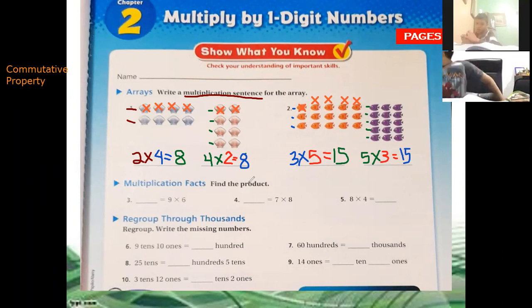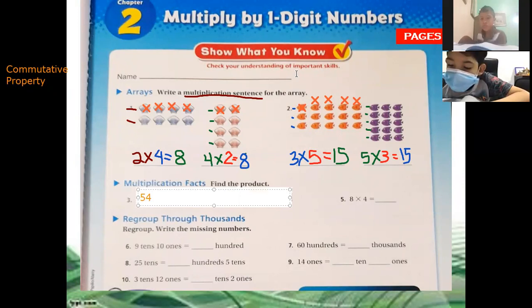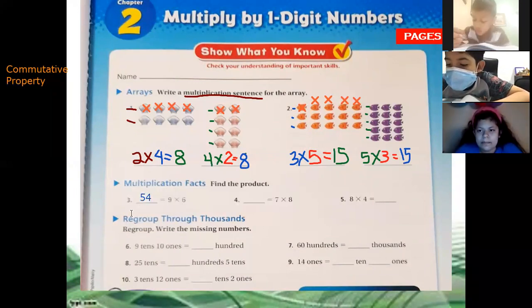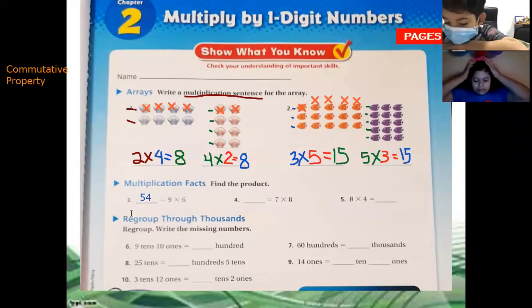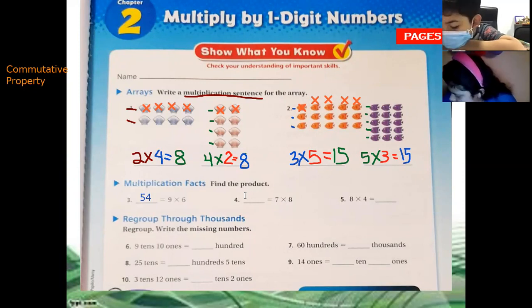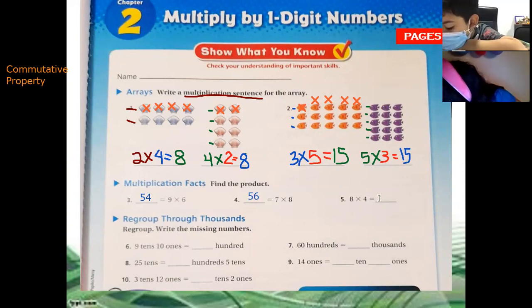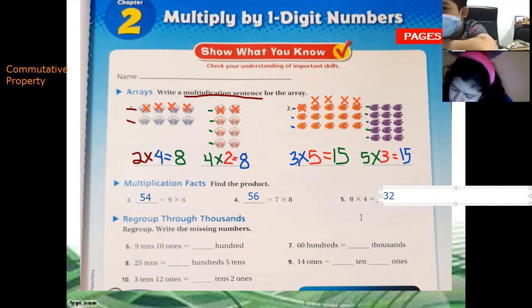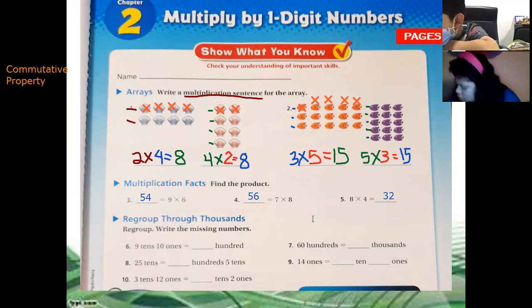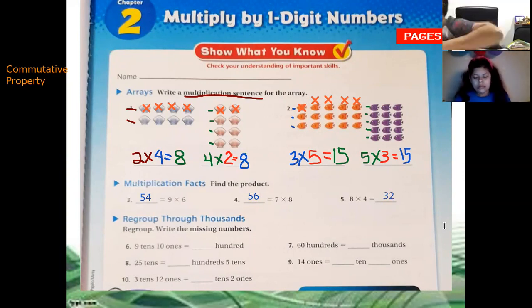The number 3 is 9 times 6 equals 54. Thank you. 9 times 6, 54. 7 times 8, 56. 8 times 4, 32. 32, exactly.